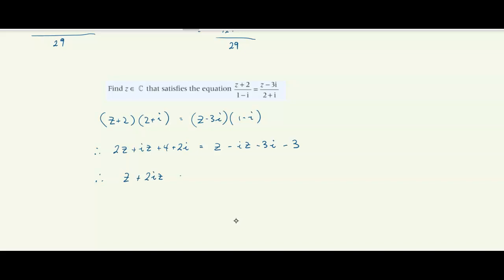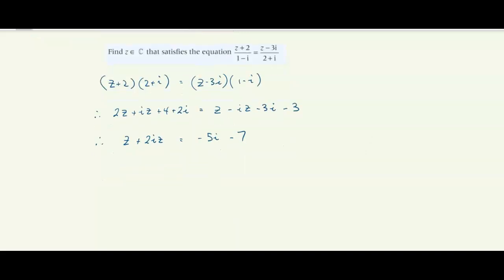Everything else can go over the other side. I've got on the other side, I've got minus 3i. I'll take a 2i across, so I've got minus 5i. I've got negative 3. I'm going to take another 4 across there. Take the z out as a common factor. I'll get 1 plus 2i in here. And over this side, I've got negative 7, just changing the order so that I've got real first. And now z is equal to minus 7 minus 5i over 1 plus 2i.